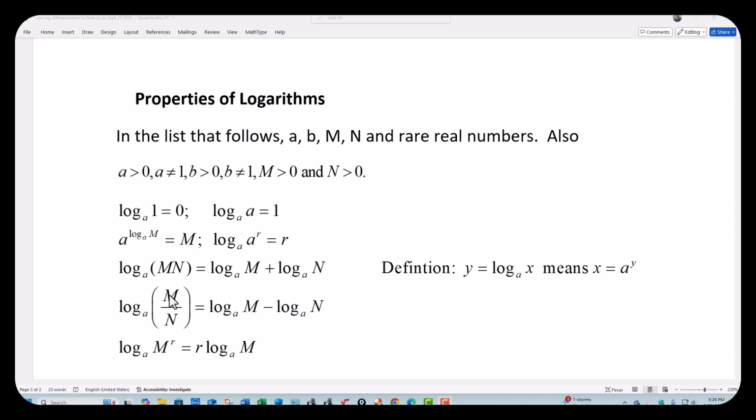So the main properties we'll be using will be this property here, the log of mn to base a is equal to the log of m to base a plus the log of n to base a. And also the one involving the log of a fraction is equal to the log of the numerator minus the log of the denominator. And I think we'll also use this one here, the log of m to the r to base a is equal to r times the log of m to base a. So we can rewrite it that way.